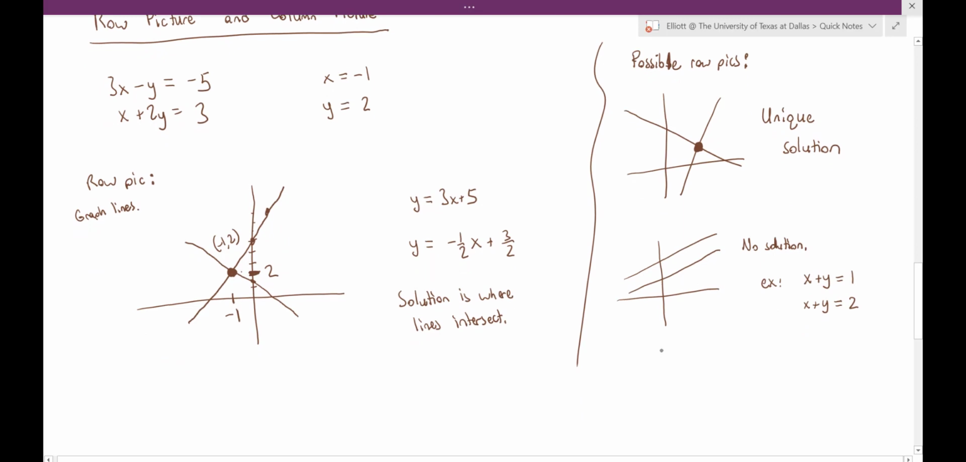And then there's a third possibility, which is that if your two lines happen to be equal to each other, so they would just sit on top of each other. In the event that your lines overlap, that means that they're intersecting at infinitely many points, meaning there would be infinitely many solutions.